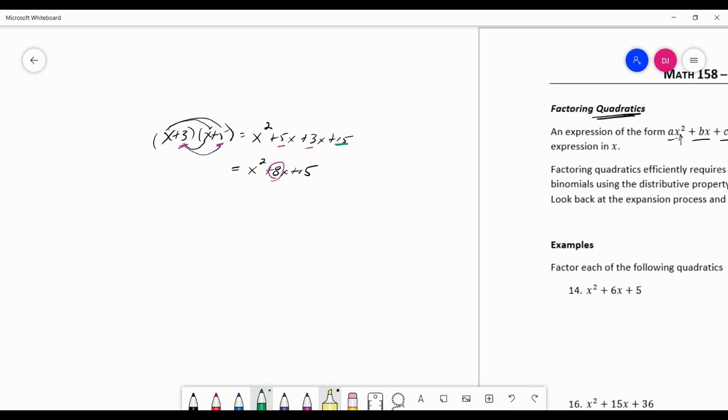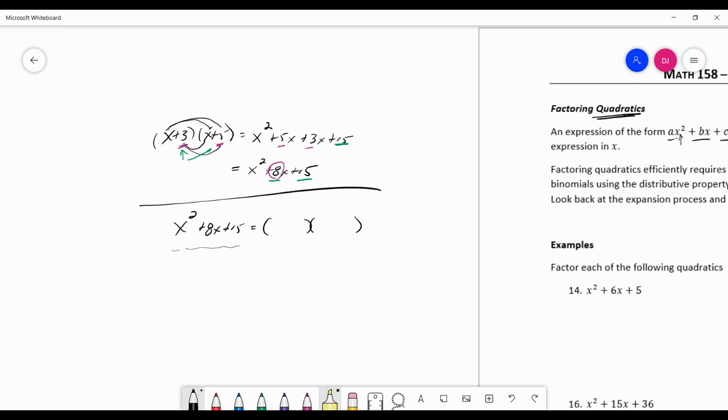15 came from multiplying the 3 times the 5. In other words, 15 is a result of multiplying 3 times 5, and 8 is a result of adding 3 and 5. So let's suppose that I'm starting with x squared plus 8x plus 15, and I want to refactor that down into a product of two binomials, because this is a quadratic. Quadratics can normally, not always, but normally be factored down into the product of two binomials.